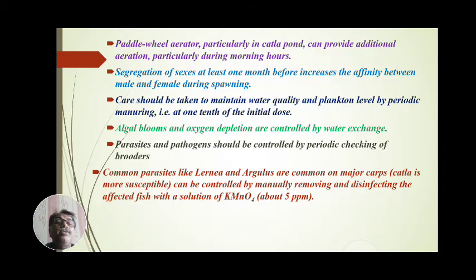Algal blooms and oxygen depletion are controlled by water exchange. In the water in which these fishes are to be kept, algal blooms should not grow and the oxygen level should not be depleted. To minimize algal blooms and to increase the oxygen level, the water can be exchanged regularly.